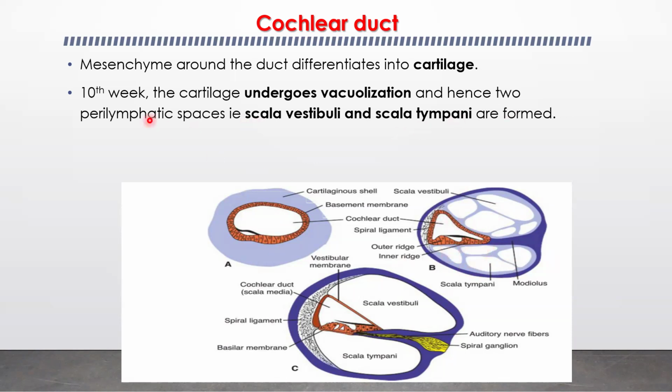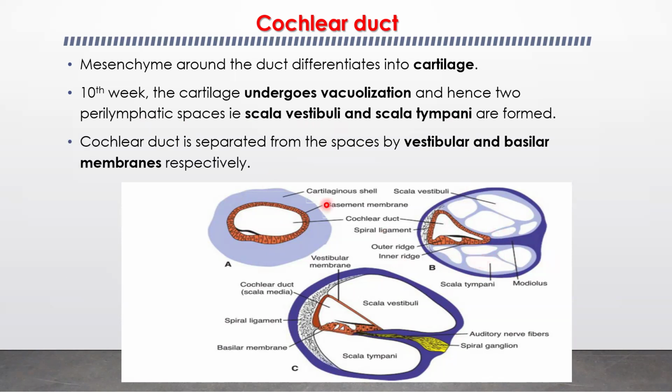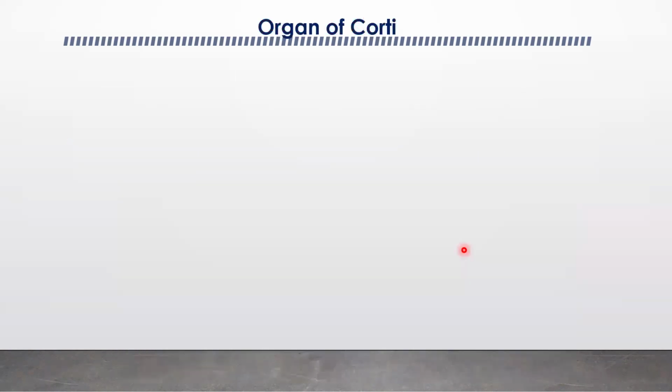So these two perilymphatic spaces, the scala vestibuli and the scala tympani, are formed, which are separated by the vestibular and basilar membranes, as I had alluded to earlier. So we can see three chambers at this point: scala vestibuli, you can see the cochlear duct, and then the scala tympani. And now the cells of this cochlear duct will differentiate to form the spiral organ of Corti. And you'll see the formation of this spiral organ of Corti in a few minutes.